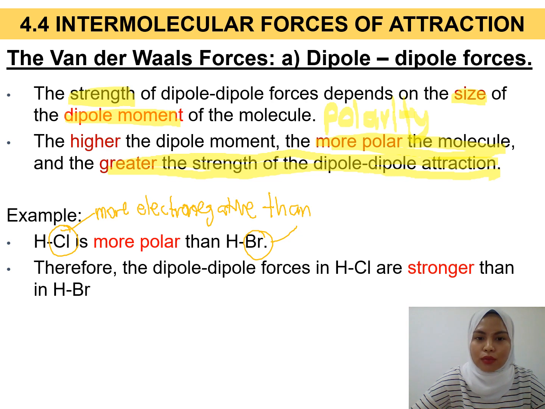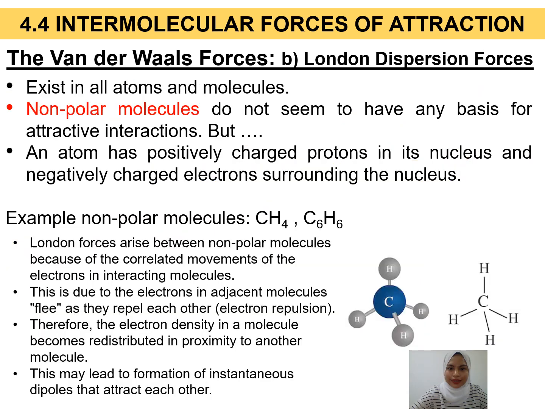So since Cl is more electronegative than Br atom, therefore the polarity for HCl is higher, okay? HCl will be more polar than HBr. Therefore, the dipole-dipole forces in HCl will be stronger than HBr. Just now we already discussed dipole-dipole forces, a type of van der Waals forces.